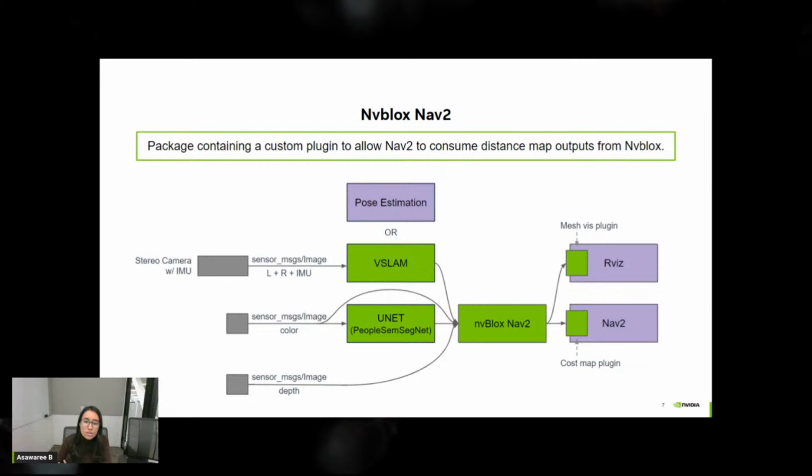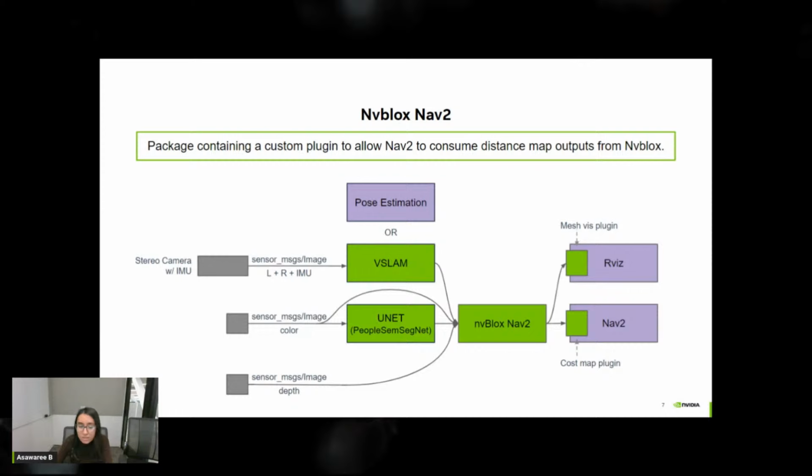For this reconstruction, Nvblox creates a cost map, which is provided to nav2 through a cost map plugin. This is done by the Nvblox nav2 package over here. It's a package that contains a custom plugin through which nav2 can consume the output from Nvblox. Again, this is a package that's part of the Isaac ROS Nvblox repository. And there are multiple such auxiliary packages which help visualize and build the whole pipeline with Nvblox.